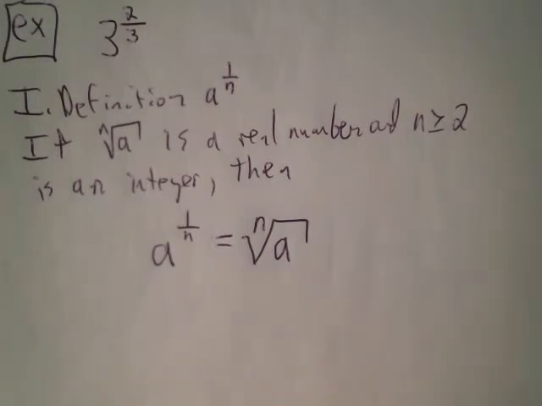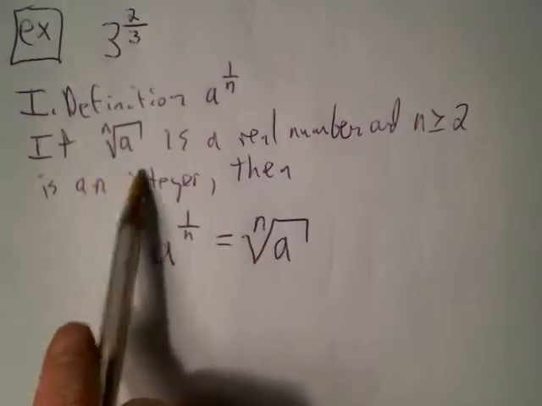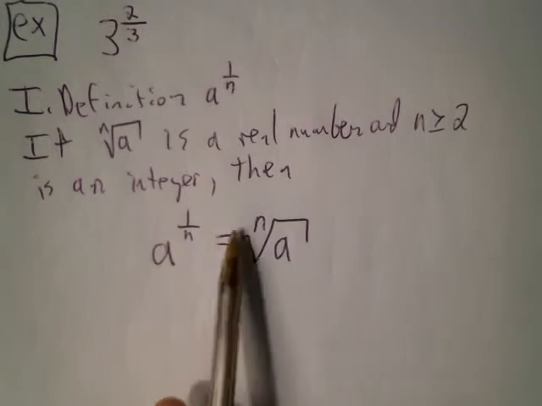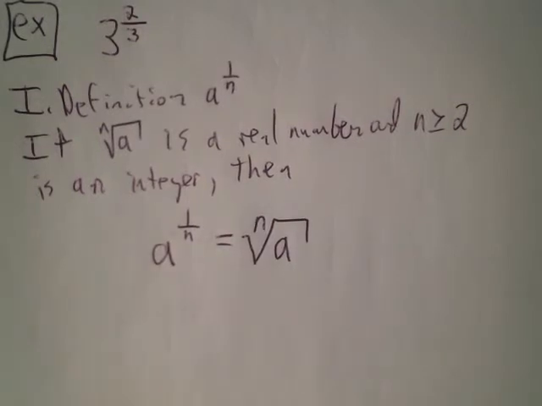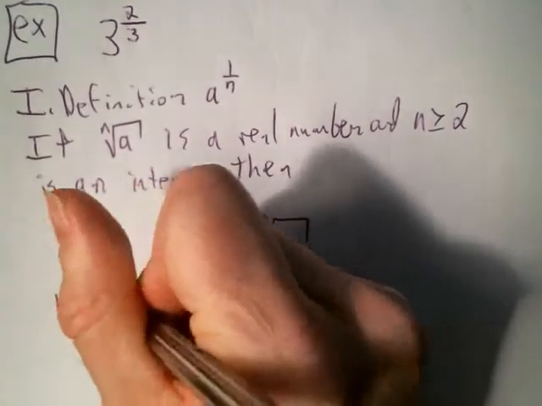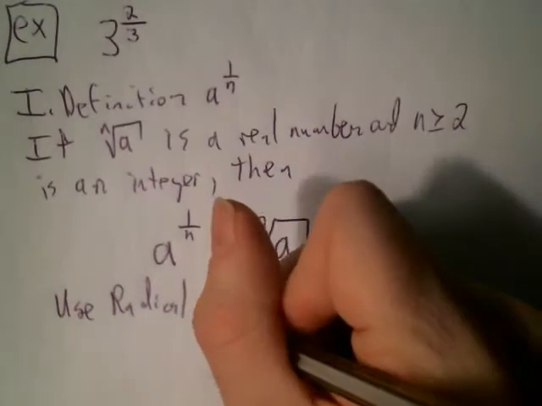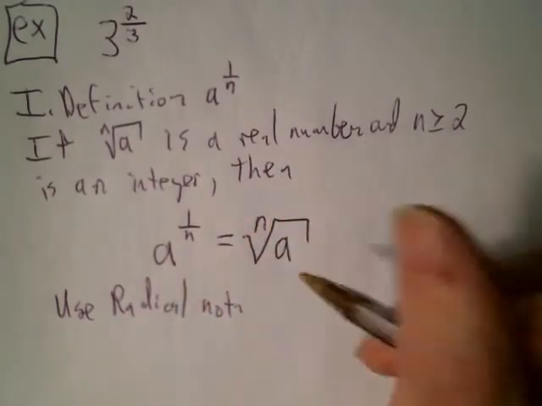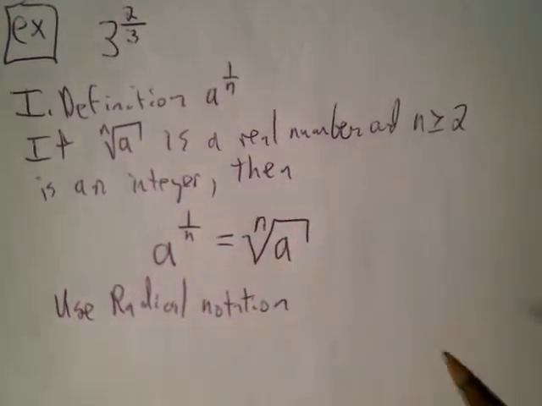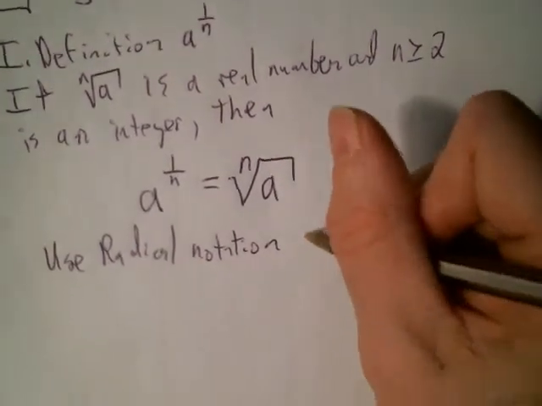All right, so of course, if n is even, we can't have a negative in there, and so there are little details written out in our definition. Okay, so use radical notation to rewrite and simplify.